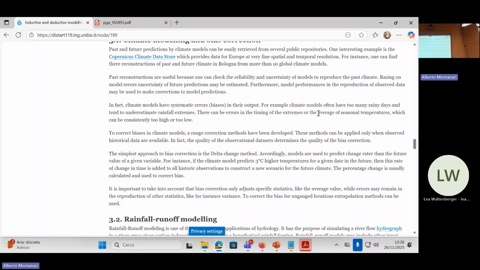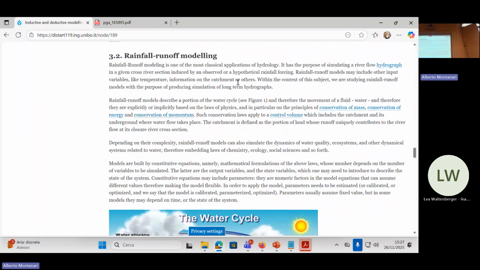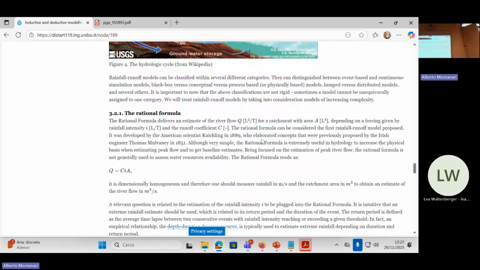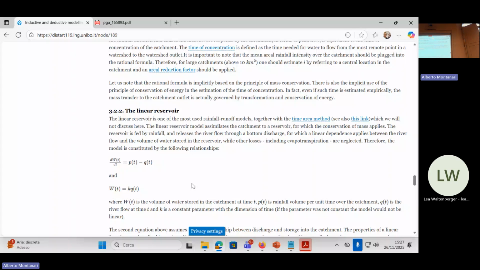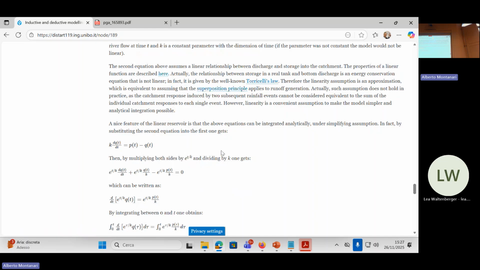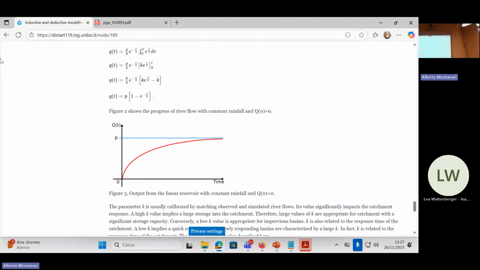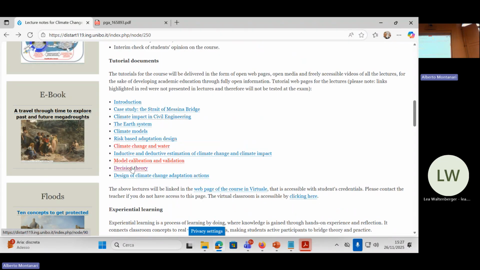Then rainfall-runoff modeling. I think we did the rational formula, and be prepared on the rational formula, yes. We skipped, I think, the linear reservoir. Correct me if I'm wrong. Given that we skipped it, you don't have to expect questions at the exam. Then there is decision theory, where we basically described info-gap. You will find questions about info-gap, and given that this is analytical, let's try to be prepared on this.